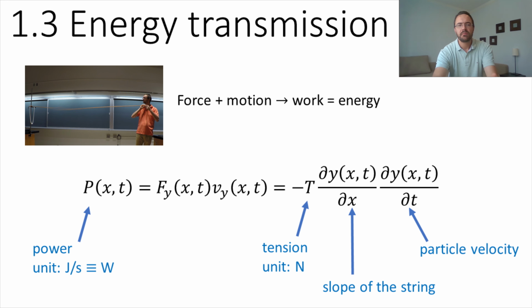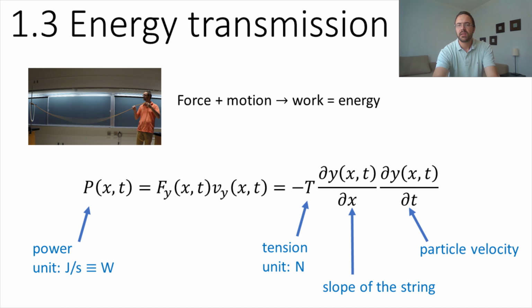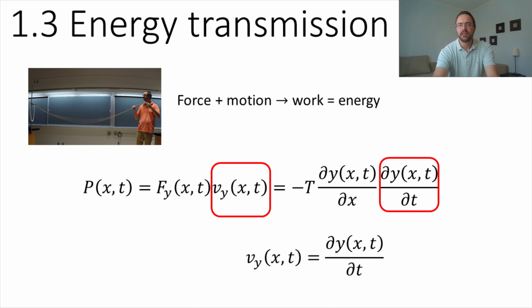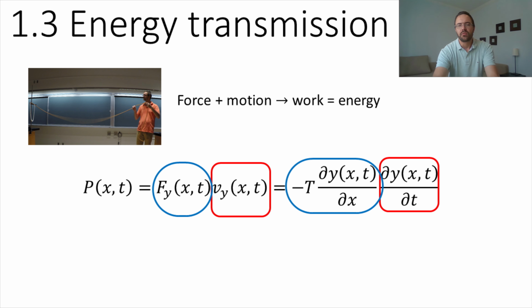In this video, we will show that the power, which is the energy transmitted per second, can be calculated from the tension of the string, the slope of the string, and the particle velocity. You already know from mechanics that the power is equal to the force multiplied by the velocity. And we already learned that the particle velocity is equal to dy/dt. So all we need to show is that the force Fy is equal to minus T multiplied by dy/dx.